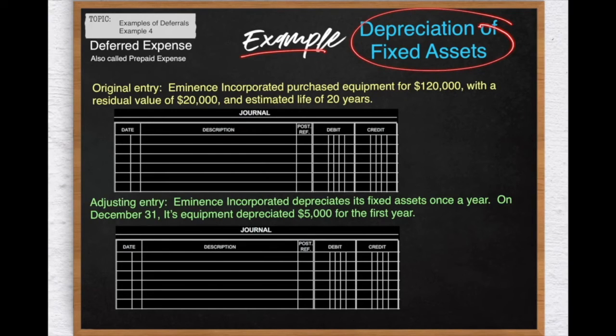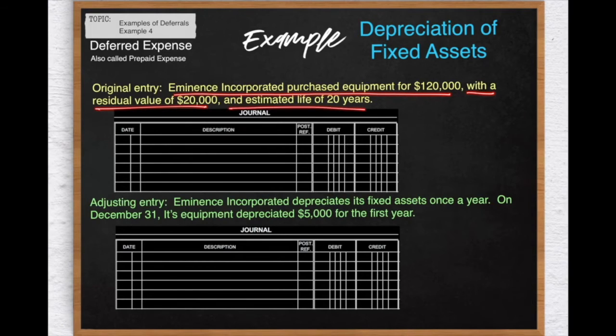Fixed assets are assets that are long-term assets. This chapter kind of jumps into it really quickly, but a later chapter will go into it more in detail. So, because it's a deferred adjustment, there is an original entry. Here, Eminence Incorporated purchased equipment for $120,000 with a residual value of $20,000 and an estimated life of 20 years.